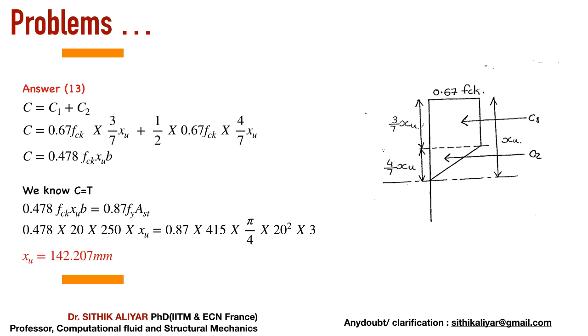For C1, force is stress into area. What is stress into area? So 0.67 of FCK is the stress, and the area is 3 by 7 of XU. How did you get this 3 by 7 of XU?